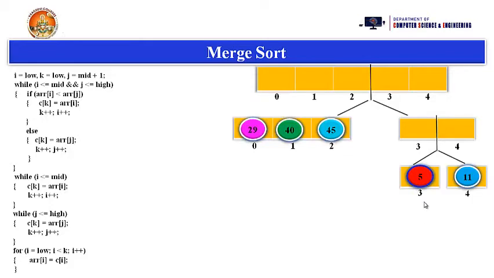Now come to the right side. Now compare the third index position and fourth index position value, that is 5 and 11. So what is the relationship between these two? 5 is less than 11. So place the 5 in the third index position as it is, and then place the 11 in the fourth index position as it is. Why? Because we don't have any comparisons. We have only one element in both the subarrays.